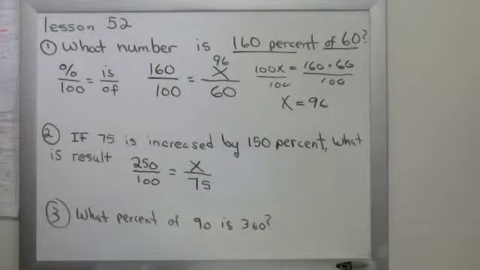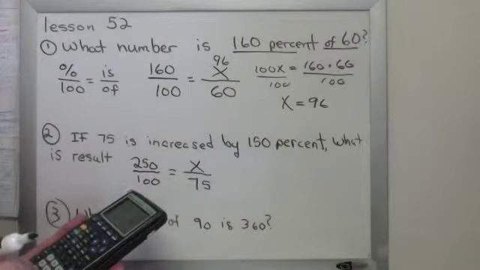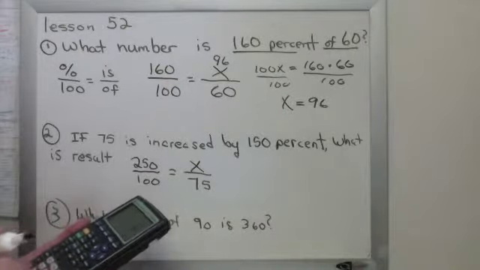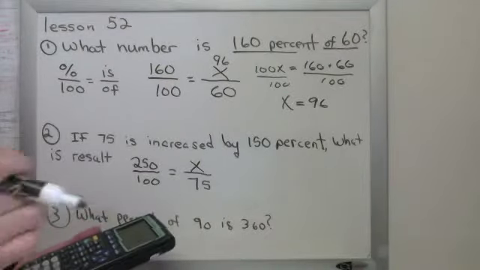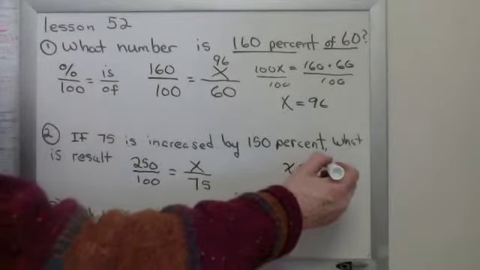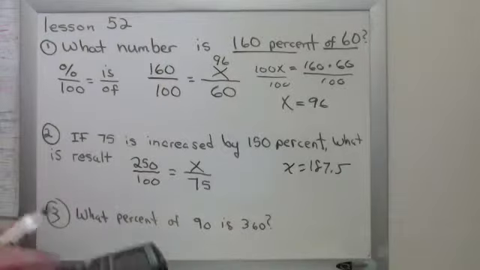And again, you set up the proportion and solve the proportion, and you should be able to get the answer. I can pick up my calculator and do that. Let's do that just so that we can get the answer here. So 250 times 75 divided by 100 equals 187.5. So X equals 187.5. And again, check both sides with your calculator to see if you get the same decimal.